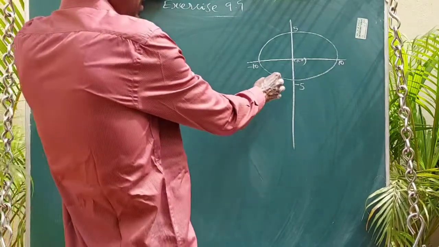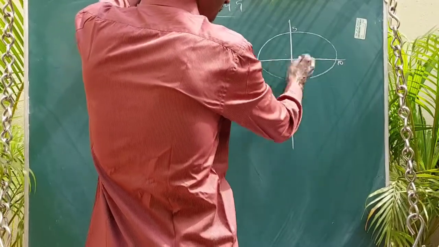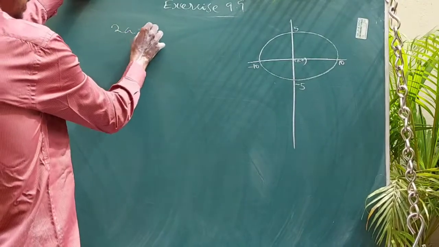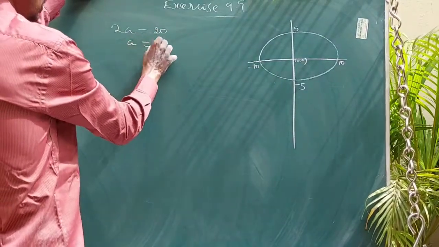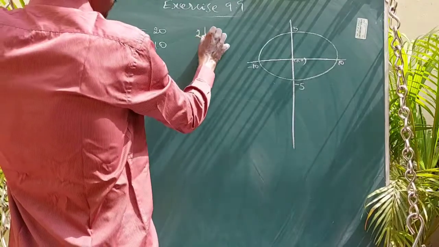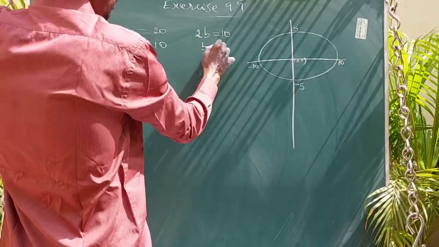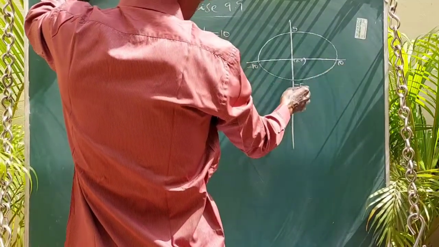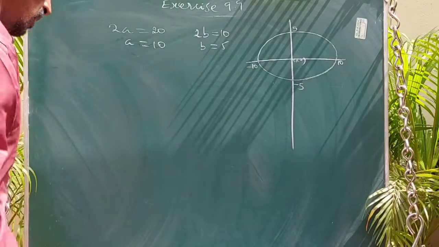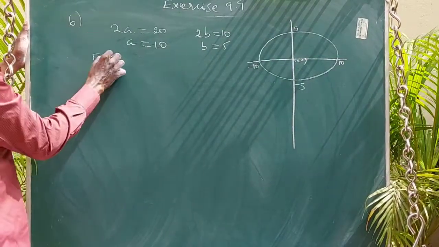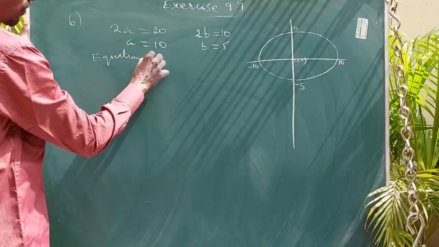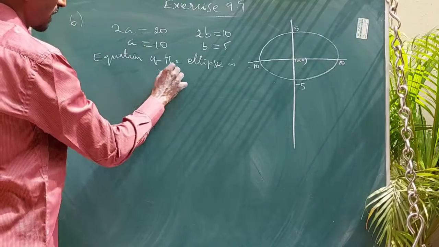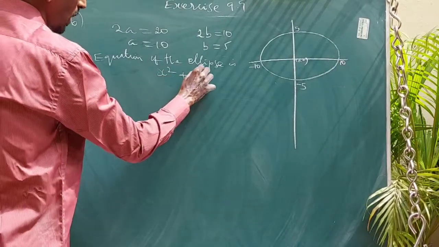So we can assume the first type of ellipse. The major axis length is 20, so given 2a equal to 20, a equal to 10, and the minor axis length is given as 10, 2b equal to 10, b equal to 5. So x varies from minus 10 to plus 10, and the minor axis varies from minus 5 to plus 5. So consider the equation of the ellipse, first type: x square by a square plus y square by b square equal to 1.